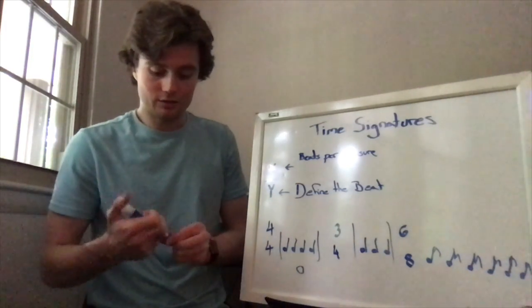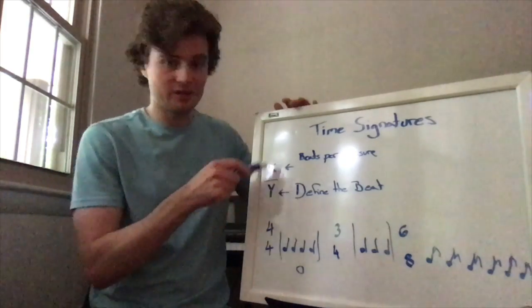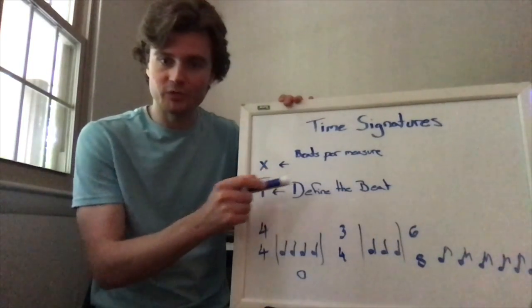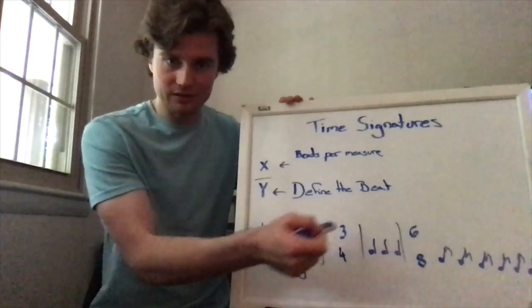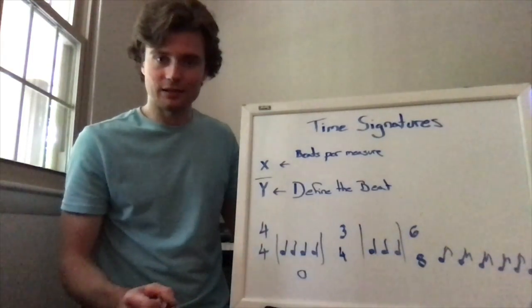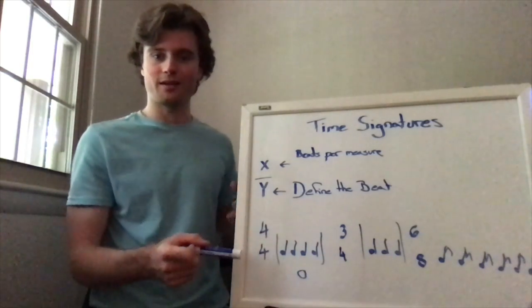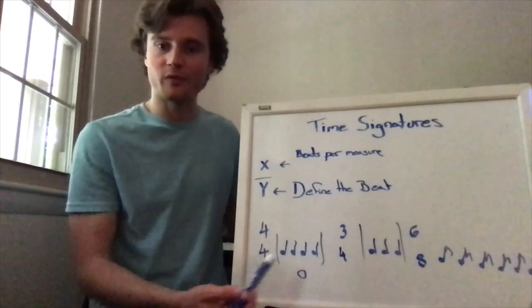To summarize, what is important here for this lesson is this pattern up here. The numerator is the number of beats per measure. The denominator is what gets the beat. Defining our beat. In the next lesson, we're going to show a little bit more complex time signatures and what is the utility of having a piece of music in 4/4 versus 3/4.